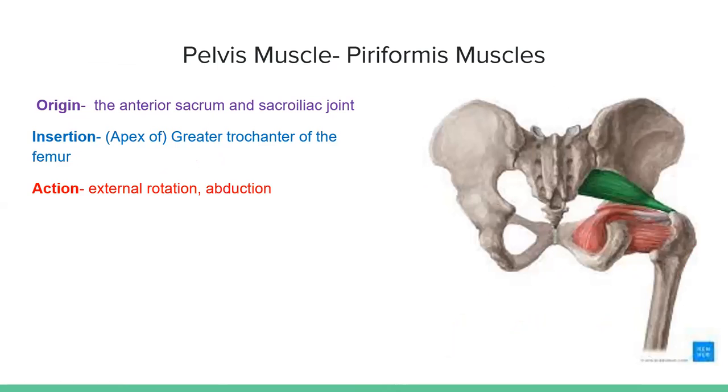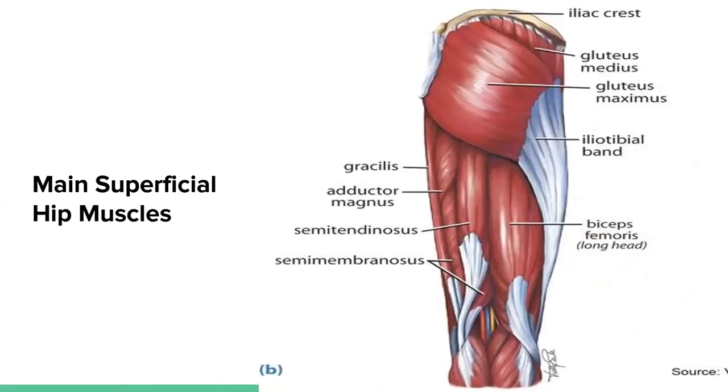Now we have another pelvis muscle, which would be the piriformis muscle. It's right here connecting to the center of your pelvis. Origin would be the anterior sacrum and sacroiliac joint. It inserts at the greater trochanter of the femur, and then the function would be rotating outward, externally, and then abduction, movement away from your body.